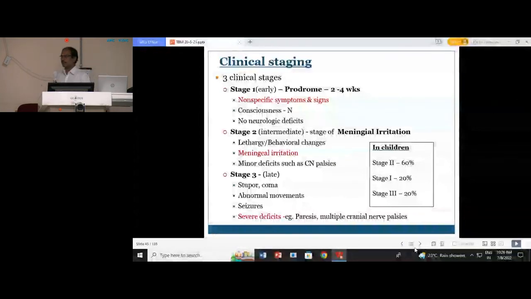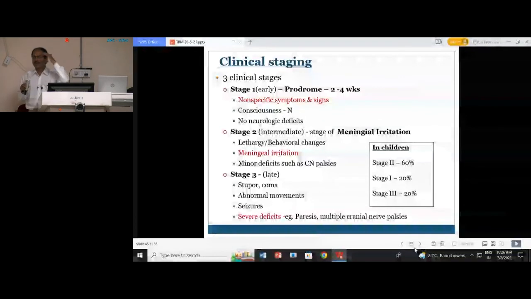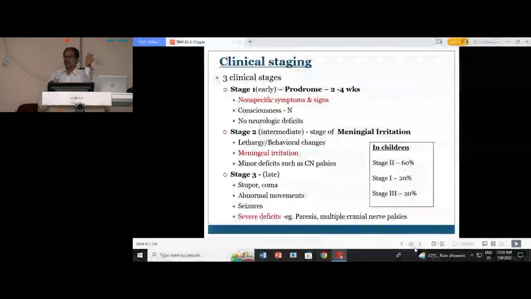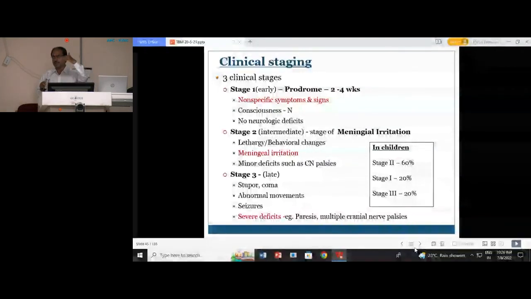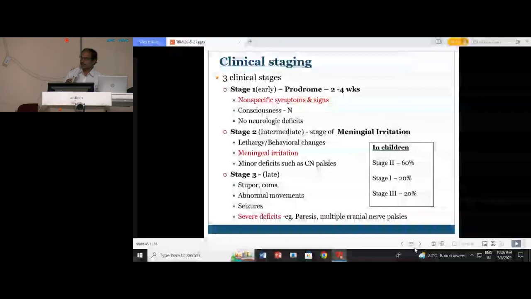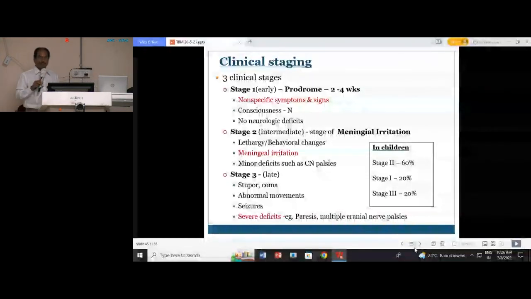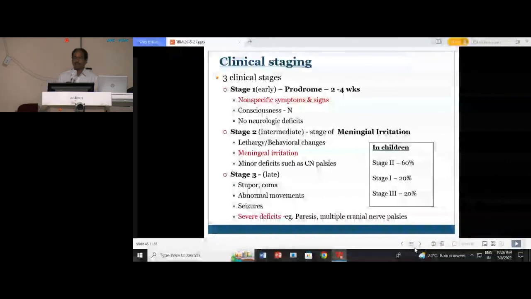Come to stage 2, the intermediate stage of meningeal irritation. Here the bacilli invade. You have seen the pathogenesis, starting from the Ghon focus up to the Rich focus. The tuberculous bacilli invade the meninges, giving rise to meningeal signs like neck stiffness. The most important, most sensitive sign of meningitis is neck stiffness. Kernig's, Brudzinski's, Edelman's grade 2, and Bickley's sign, all signs can be present, the most important being neck stiffness and minor deficits.